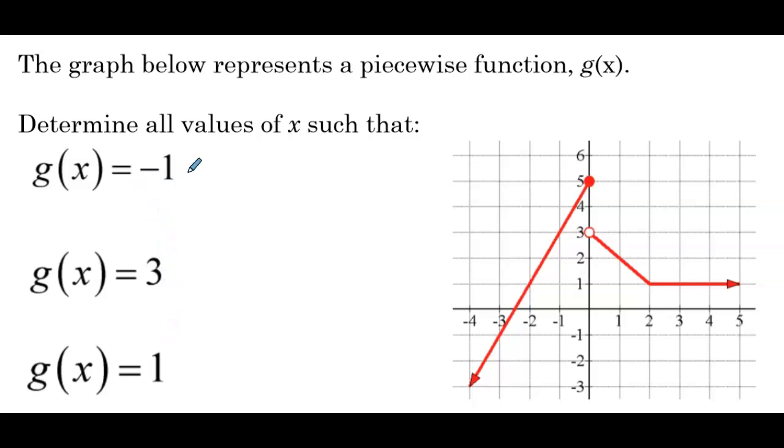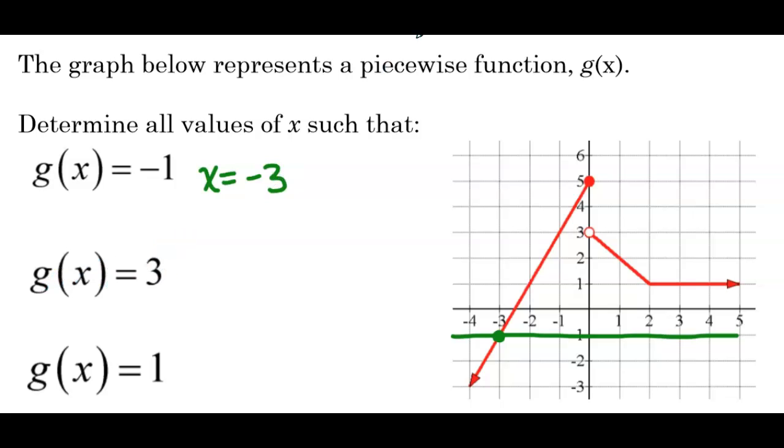Now, determine all values of x such that g of x equals -1. So they're switching it up on us. They're telling us what the output is. We need to figure out the input. So if we're looking for an output of -1, I suggest drawing a horizontal line at -1, because those are all the y values where we could get -1, and looking for where it intersects the graph. So it intersects at that point there. So in order to get an output of -1, we need to input -3. So here x equals -3.